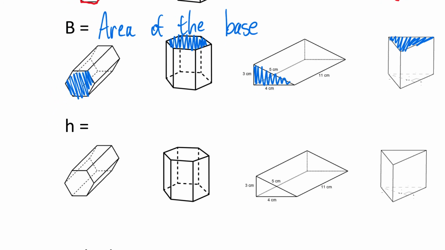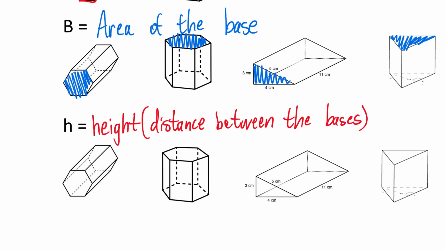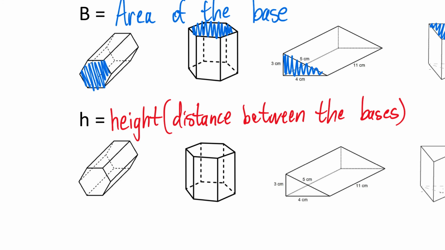Okay, what did the H stand for? Good, it's the height, but more specifically, it's the distance between the bases. So the height is how far it is between the bases. And the reason that's important to know is sometimes these shapes are laying on their side. And so sometimes the height is not going up and down like what you would think. Sometimes it's going side to side. Like on this one right here, this right here is actually the height. Even though that's not going up and down, it's going side to side, that's still the height. That's how far it is between the bases.